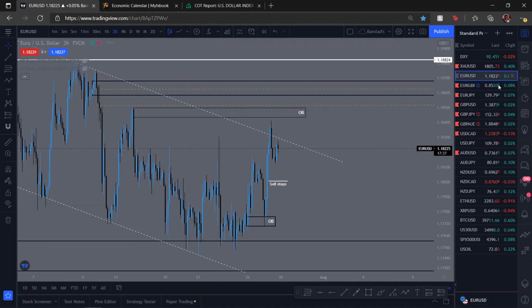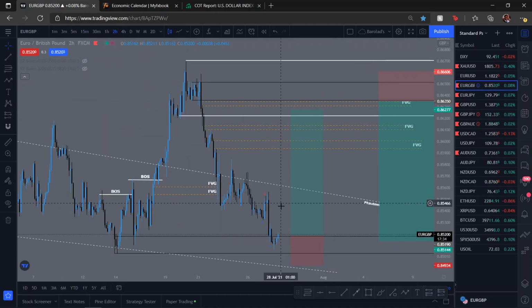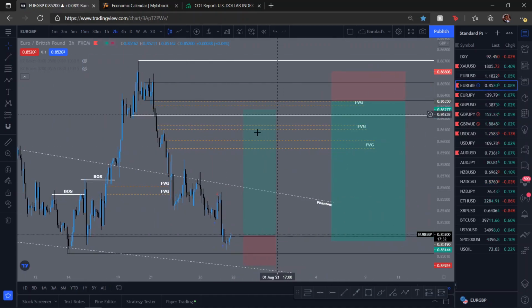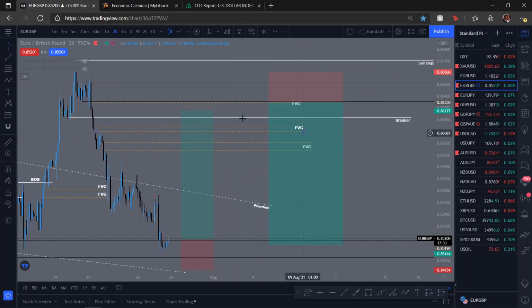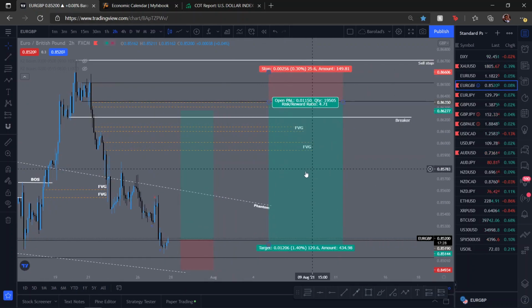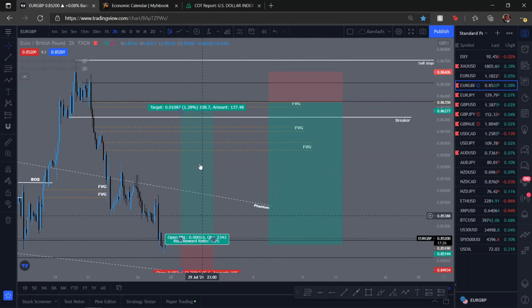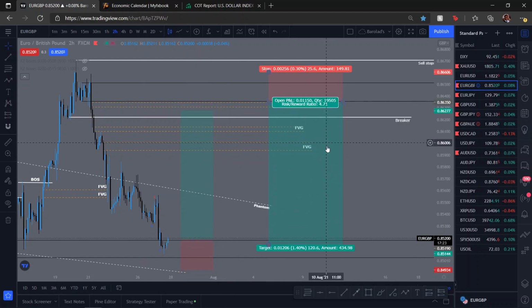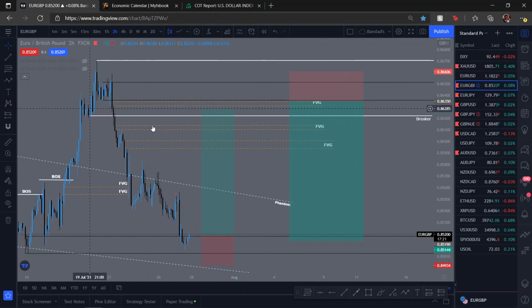On Euro GBP, I have a couple of setups I'm looking at. I'd like to see Euro GBP get into this fair value gap, potential breaker block area and sell off. As you can see, I am in longs at the moment, looking for 100 pips back into this fair value gap and then potentially say trade lower.